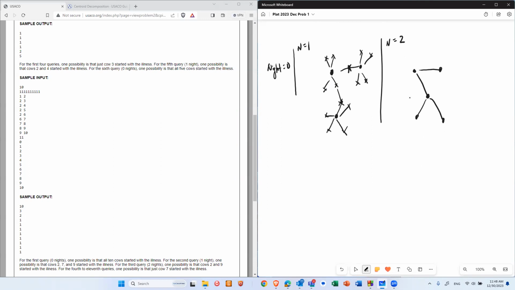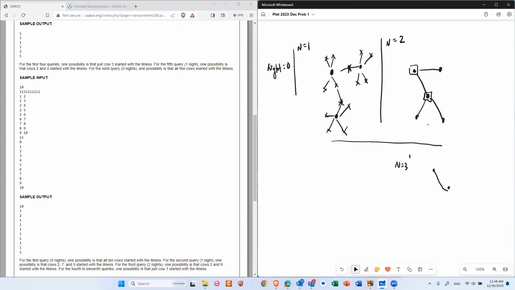Then you do another centroid on this. Okay, so in this case, that will be your centroid, and that could be your centroid. Okay, so then you're left with another tree, right? Which is, in that case, you only need 2 cows, right? So in that case, you're left with this, and you only need 1 cow.